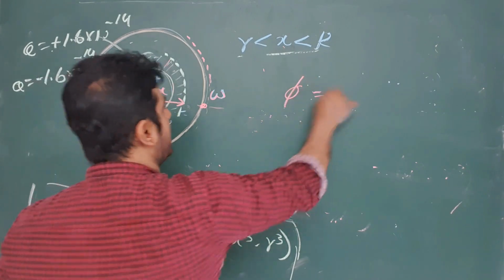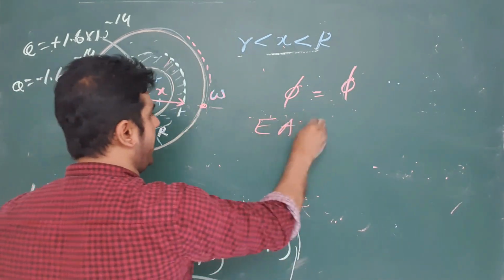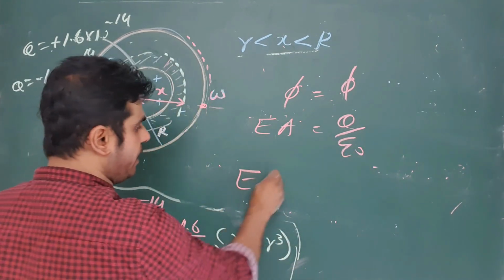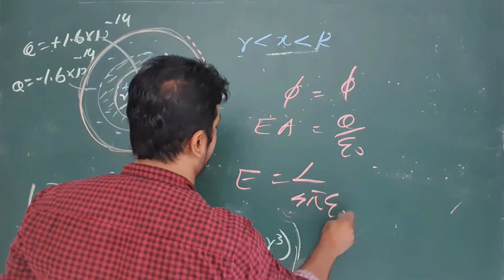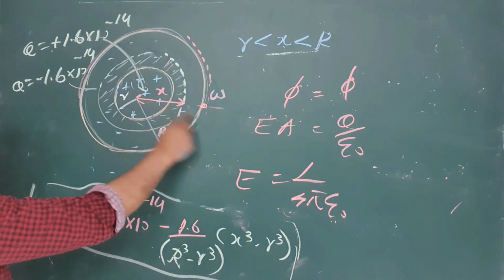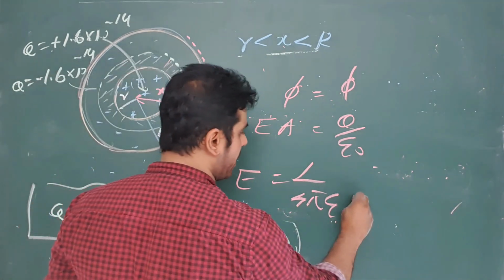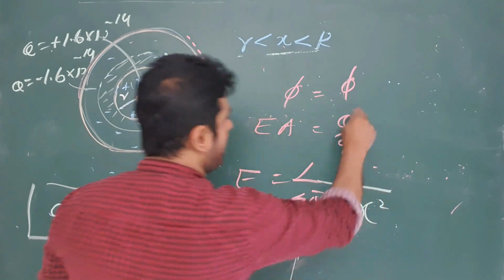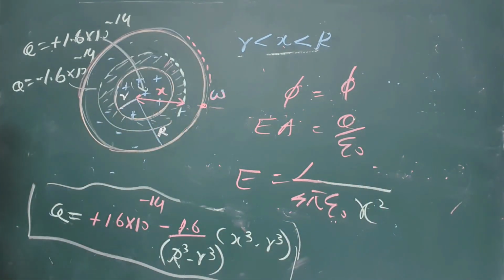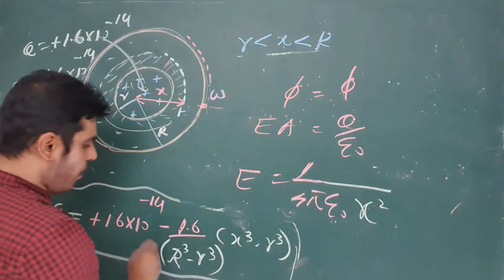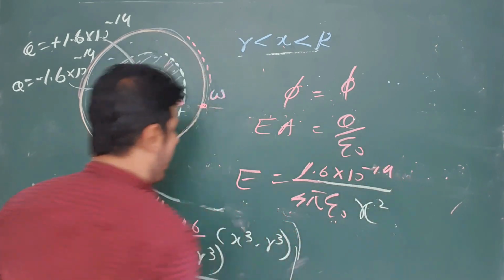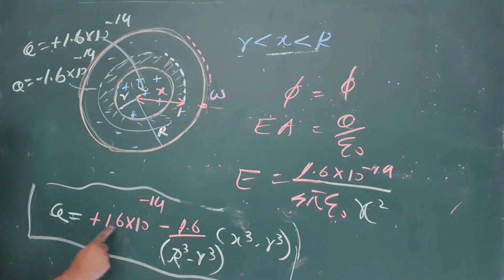Now phi equals Q divided by epsilon naught, that is EA equals Q divided by epsilon naught. Finally, we can write that E is 1 over 4 π epsilon naught. Now A means 4 π r squared comes here. So r should be x, so x squared comes here. Now this Q is given by this value, 1.6 into 10 to the power minus 19.